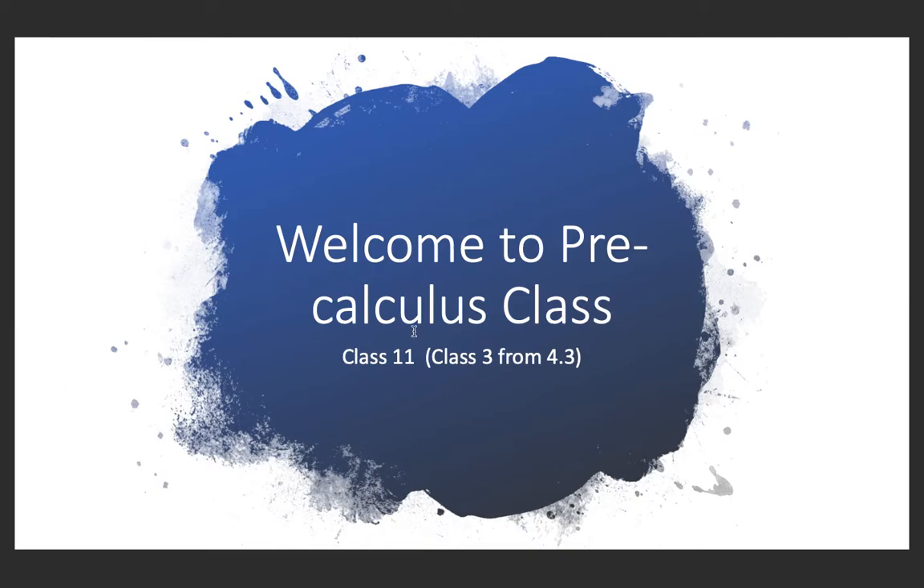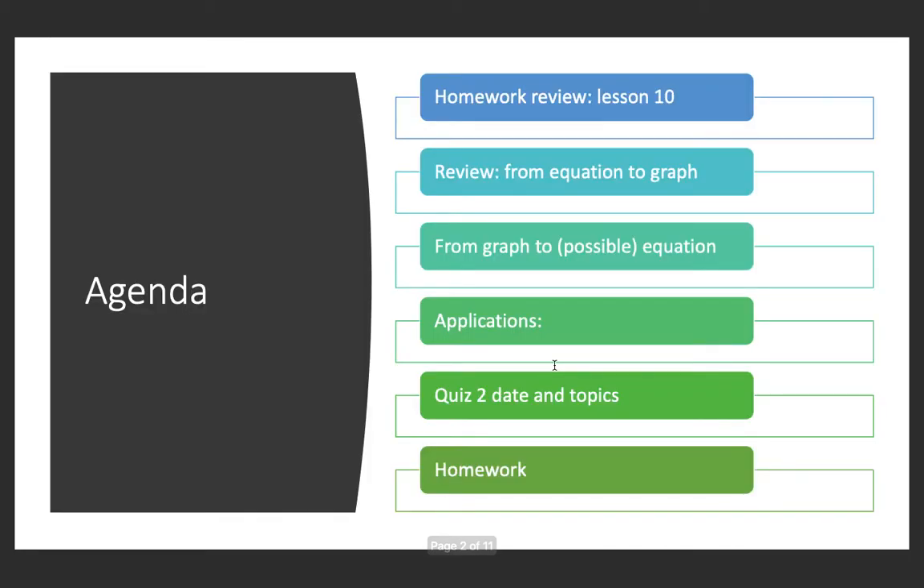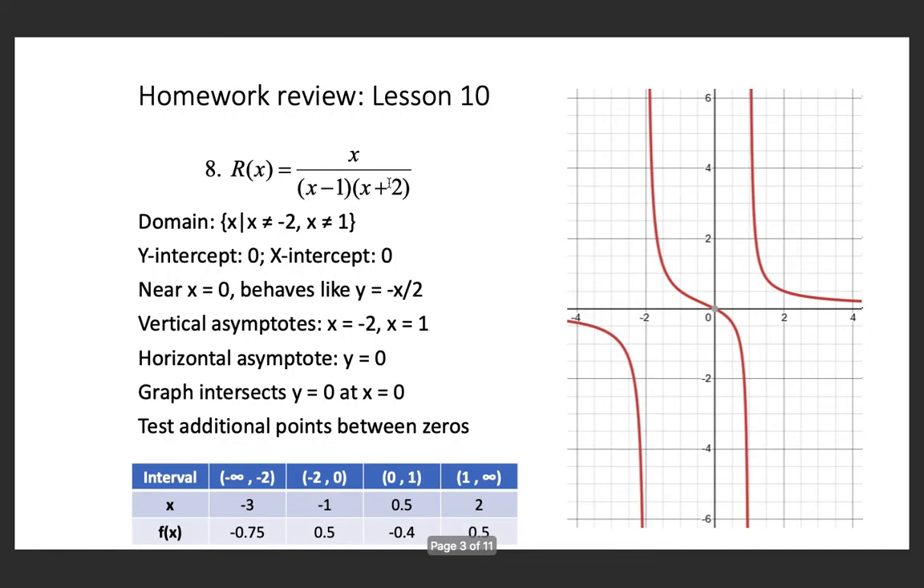Hello everyone, this is our class 11 and this is the third class from 4.3, which is graphing rational functions. We have these things for this class, like some review and some from graph to equation. How do we get the equation from the graph? This is the main thing for this third class. Then we have another important thing, quiz to date and topics, etc.